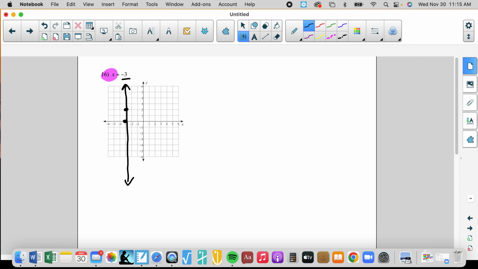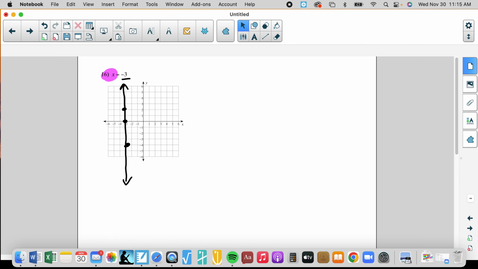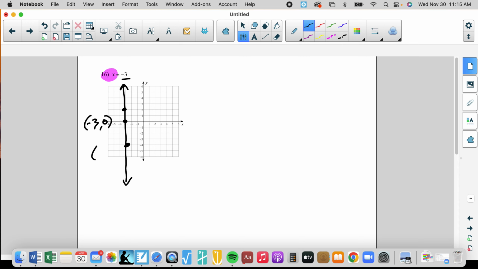Why did I pick this one? I could have picked this one. And it should technically be on there, a little bit better. So let's write the coordinates. This is going to be -3, 0. This point will be -3, -4, or any other point on that line that you want to be on the grid. You could have chosen -3, 2, or any other one.